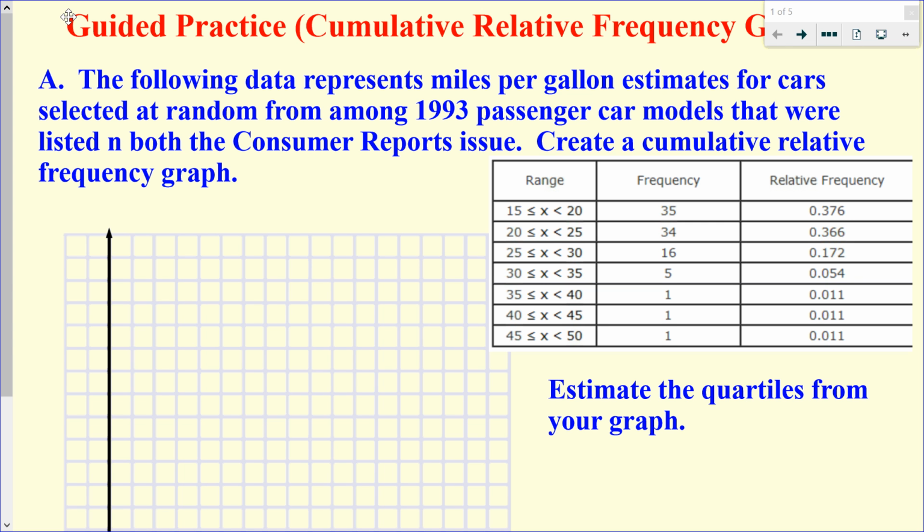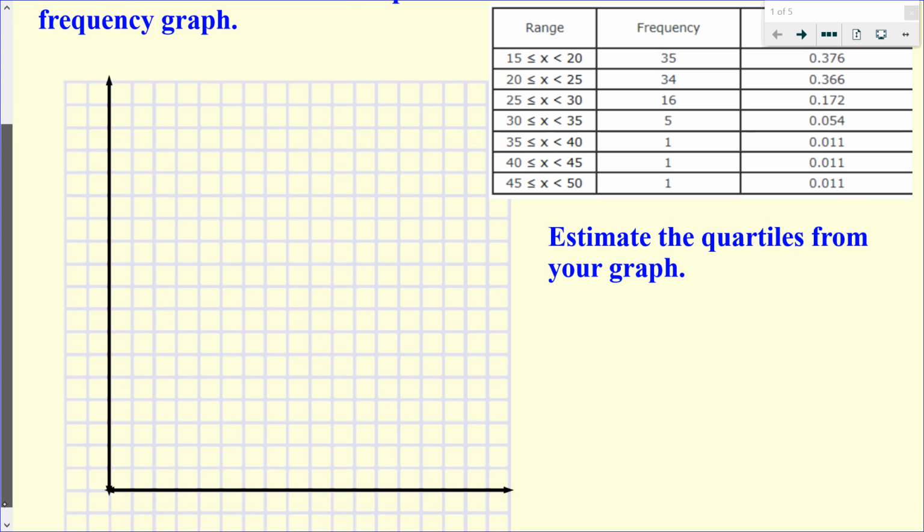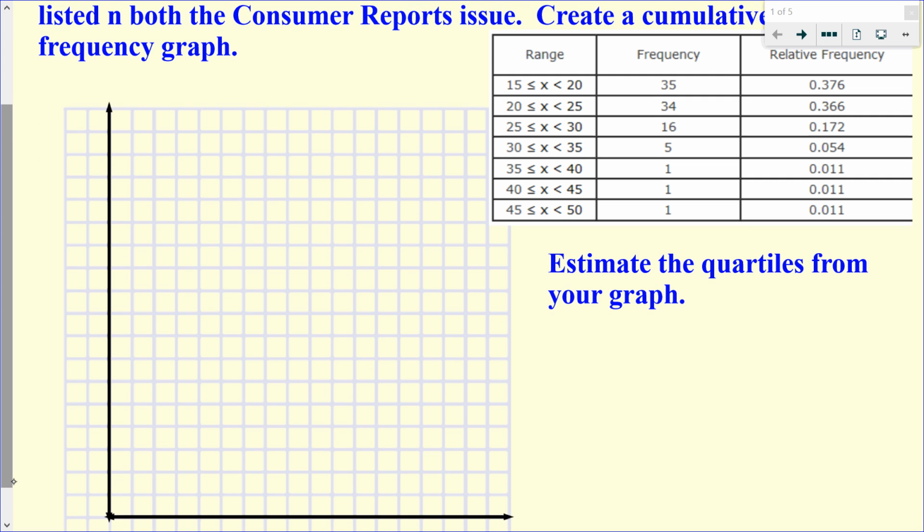Today we are looking at actually creating cumulative relative frequency graphs. A couple days ago we looked at how to read them, which was pretty straightforward. Today we're looking at exactly how to create them. So here we have a scenario, and we are provided a frequency table, and they've gone ahead and calculated the relative frequencies. Now remember, cumulative frequency graphs are summations.